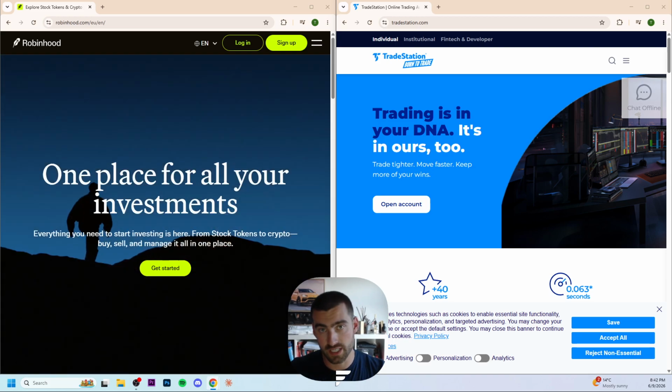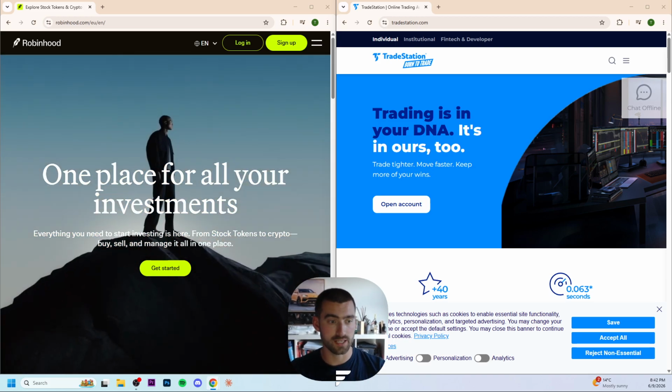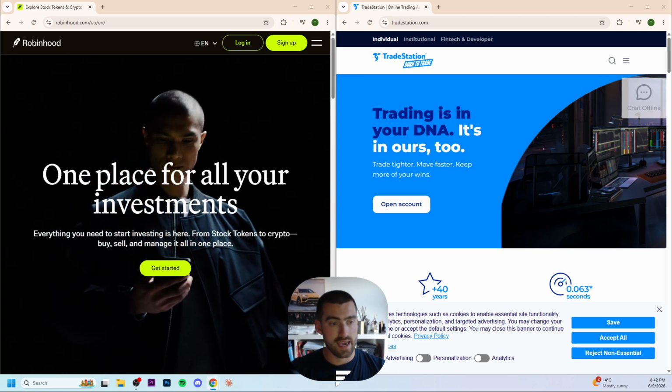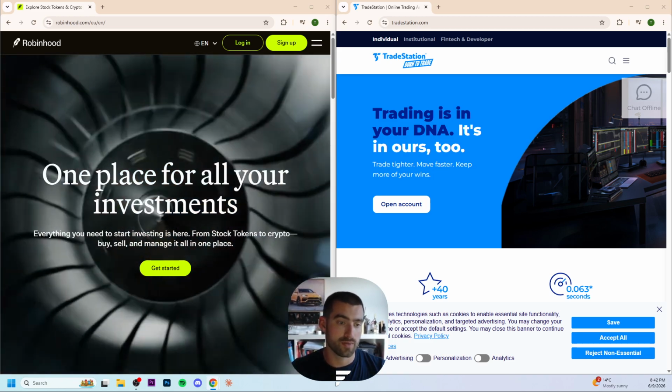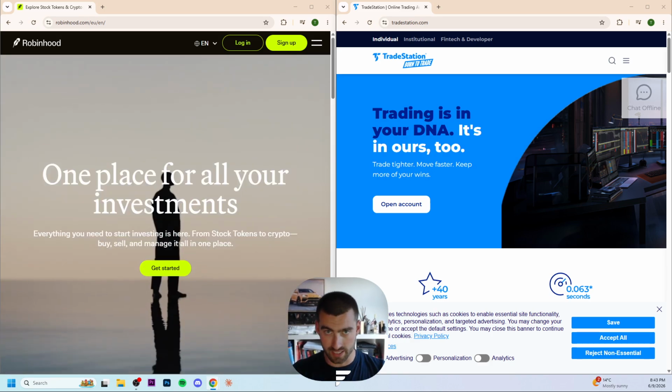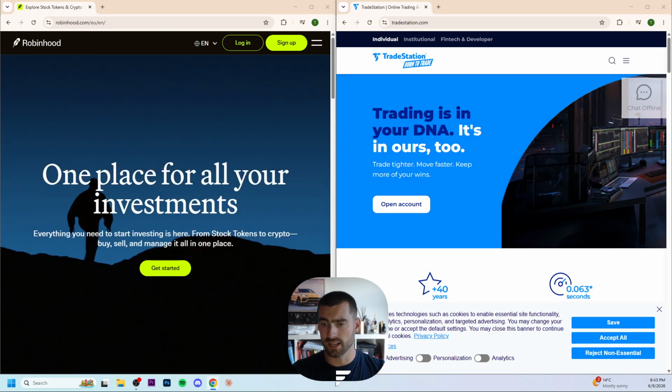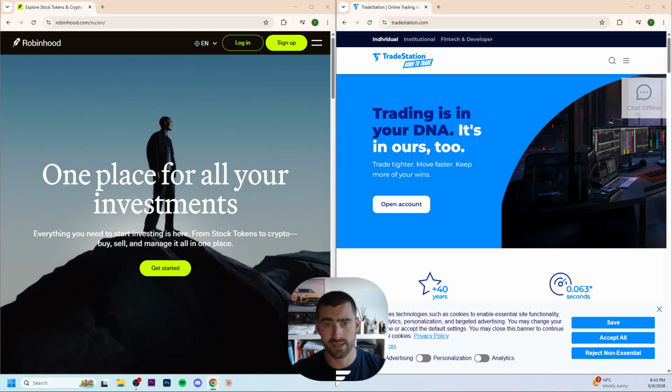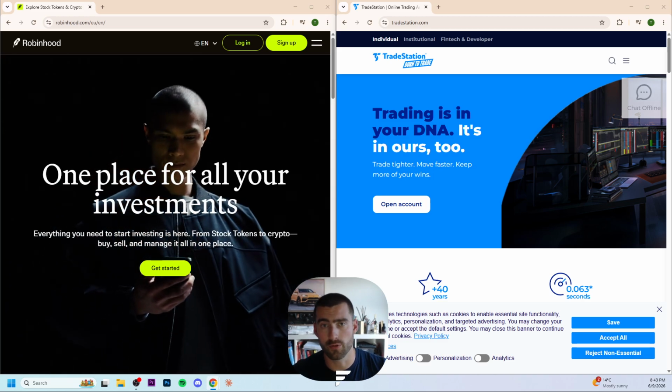If you go to fees and trading costs, Robinhood has commission-free trading and TradeStation has commission-free stock trading with competitive futures and options pricing. So TradeStation is a little bit more advanced in my opinion, and Robinhood is a little bit more for the beginners.